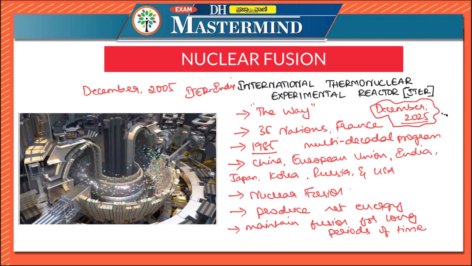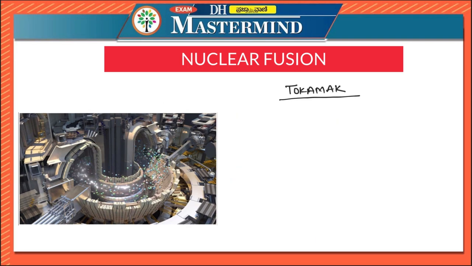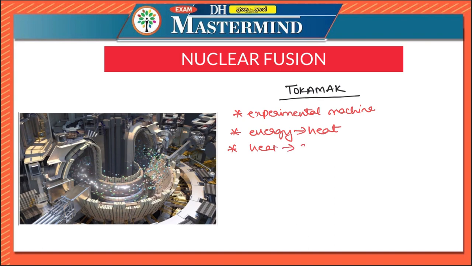Now let us look at the device used in this project, which is called a tokamak. A tokamak is an experimental machine designed to harness the energy generated from the fusion reaction. Inside a tokamak, the energy produced through the fusion of atoms is absorbed as heat in the walls of the vessel. Just like any other conventional power plant, a fusion power plant will use this heat to produce steam, and through this steam electricity is generated by way of turbines and generators.